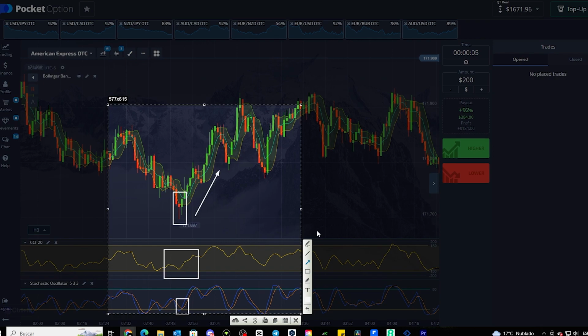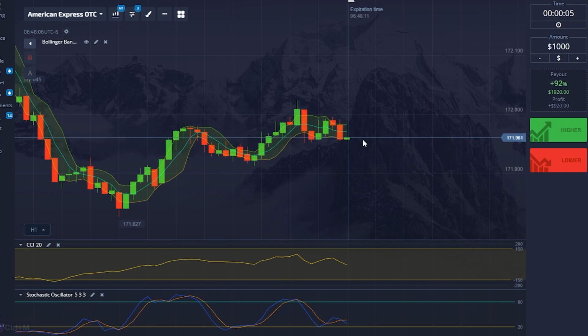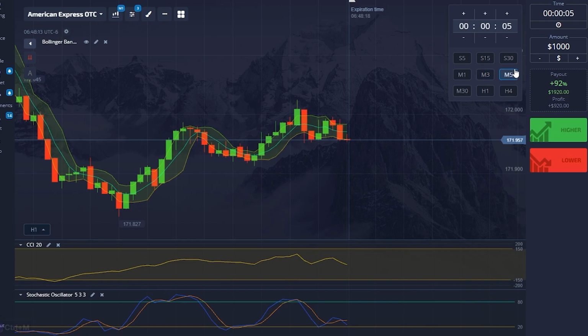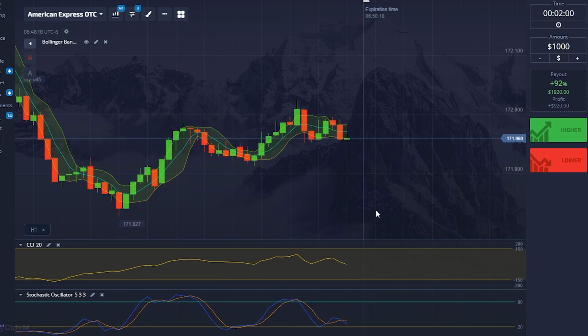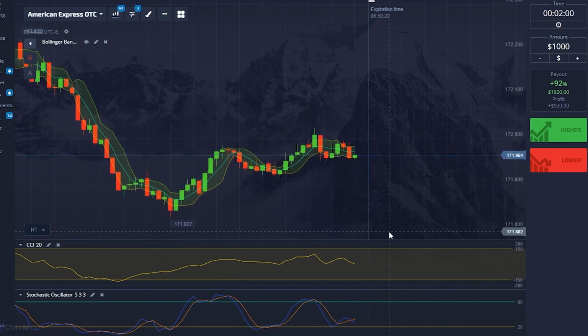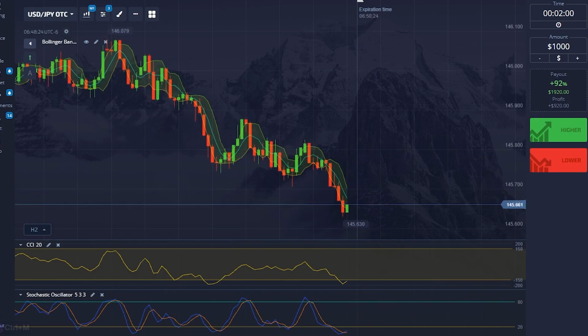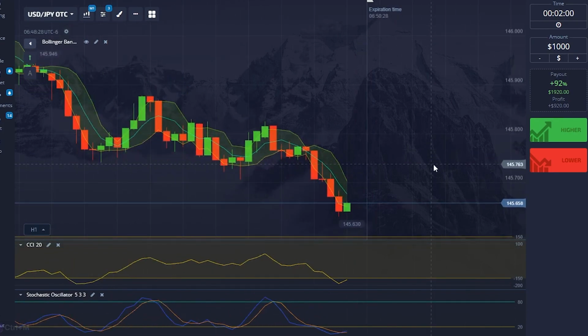Now that you understand the concept, let's discuss how we can implement this strategy step by step. First, identify a clear trend on the 1-minute chart. Look for a strong upward or downward movement. Once you've identified the trend, wait for the price to reach either the upper or lower Bollinger Band, while the Stochastic Oscillator signals an overbought or oversold condition. This will be our entry point. Now, select the 2-minute expiration period to align with our strategy and execute the trade.